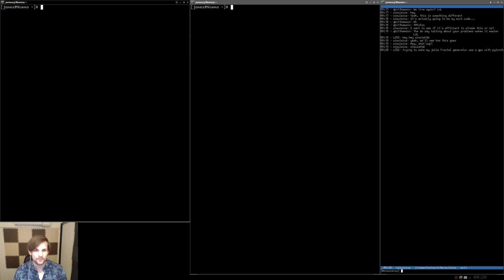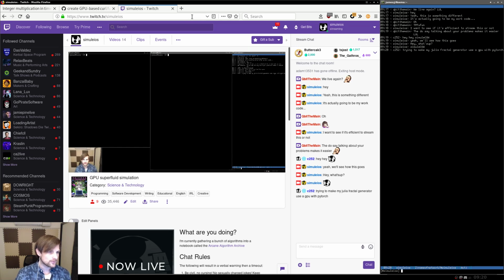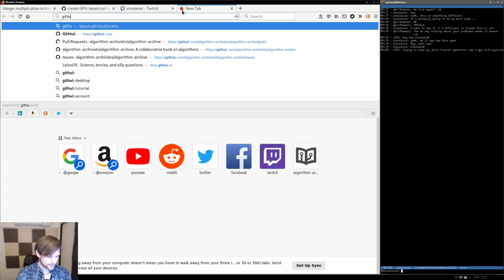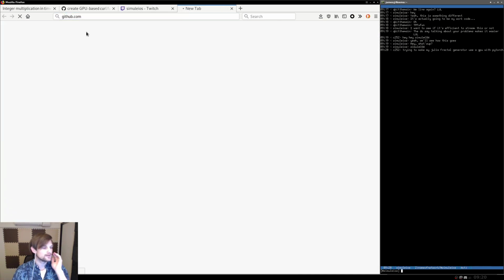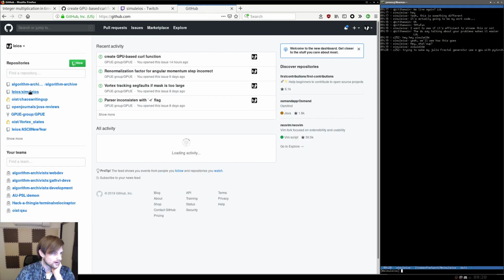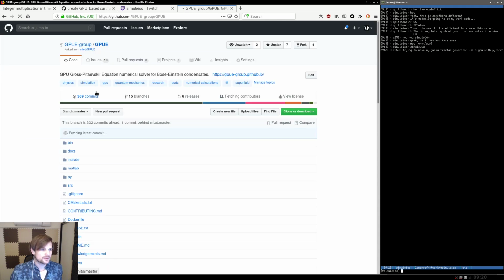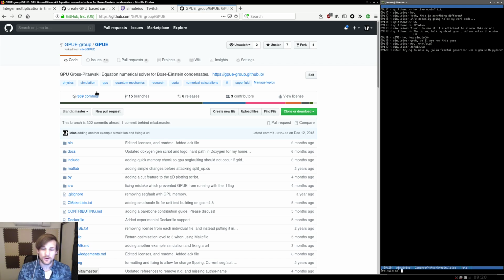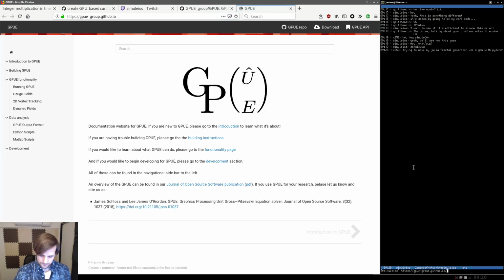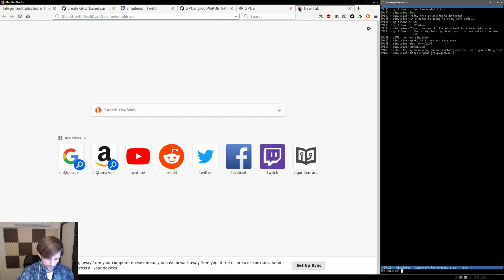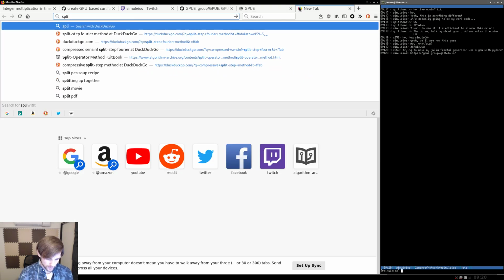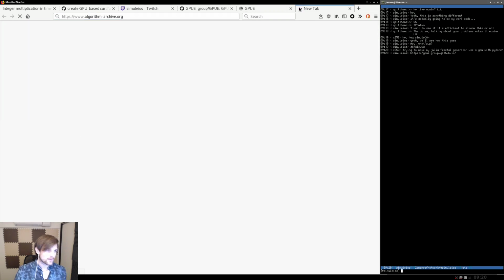If you guys don't know, the code base that I work on for work is called GPUE. Let me just go ahead and go to github.com. Let's see, one second, let it load. Algorithm Archive GPUE. It is a GPU-based Gross-Pitaevskii equation solver. You can find more information here on the documentation site. The idea here is that we're simulating superfluids on GPU systems using the split operator method. Now, we've definitely covered the split operator method before on the Algorithm Archive.